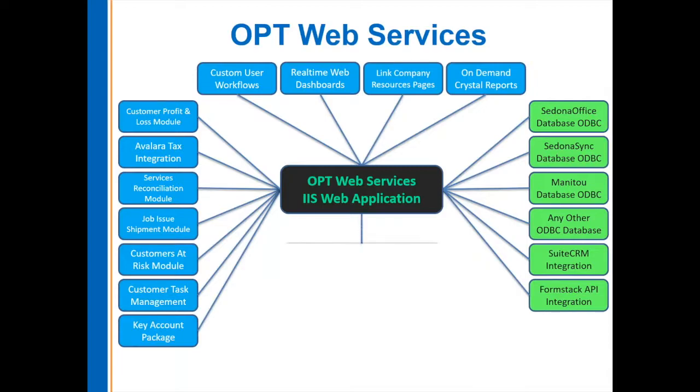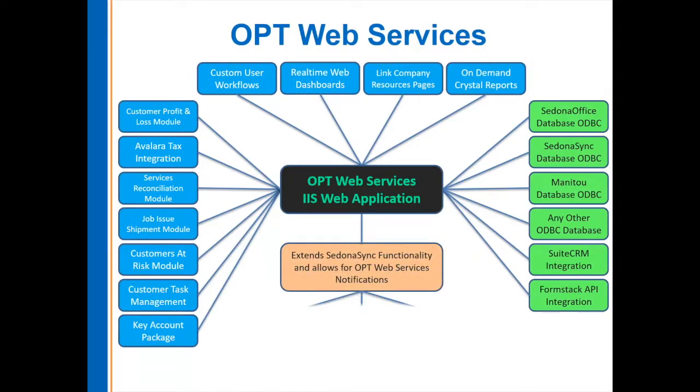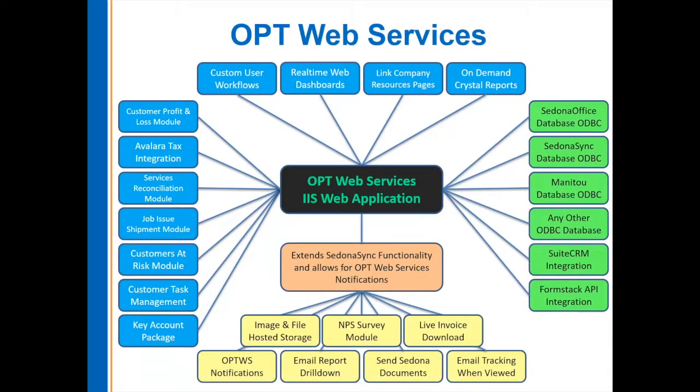But what the web services does for us with SedonaSync is allows us to extend the functionality out with certain things that SedonaSync just can't do. For instance, your SedonaSync can't send out a Sedona document. However, we've created a module in web services that allows you to grab the link for the document, associate it with the notification, and when the customer gets the email that says, click here to view your document, it's going to take them out to web services and serve up that document.